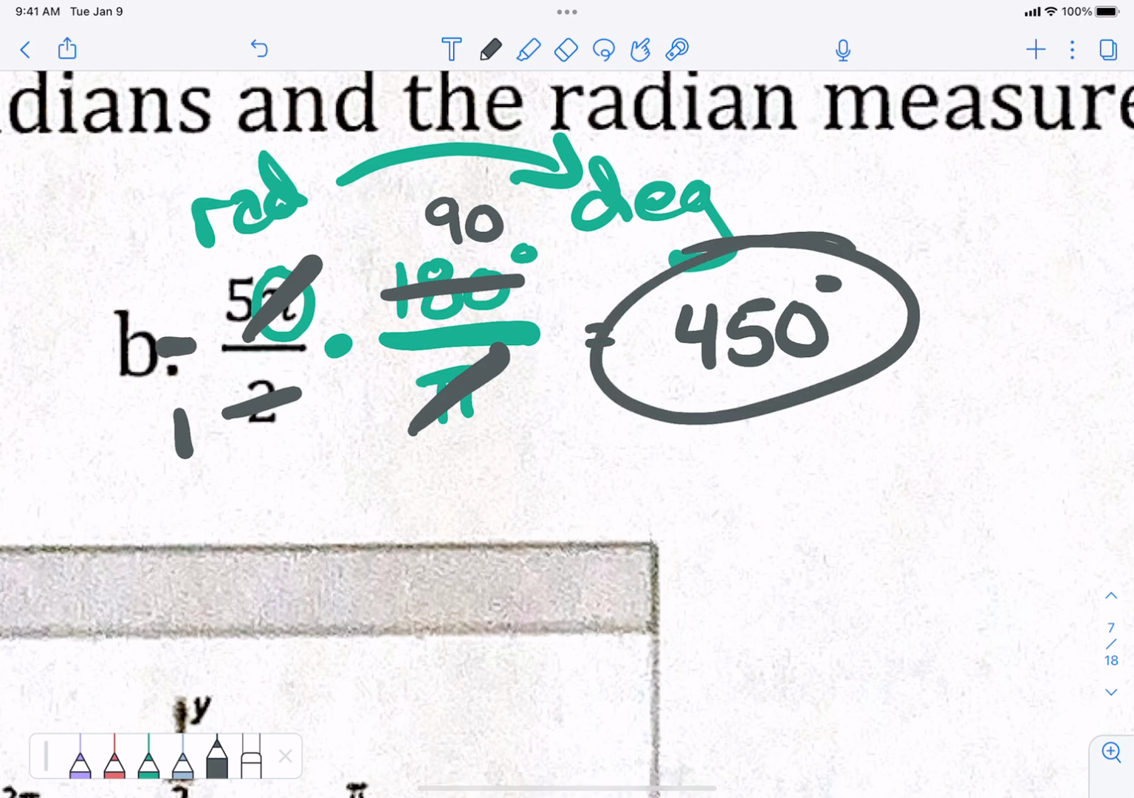What happens if this would have been negative 5 pi over 2? Negative 5. It would be negative 450 degrees. It does not change anything. It just makes the final answer negative. Right? Yep. Happy with that?